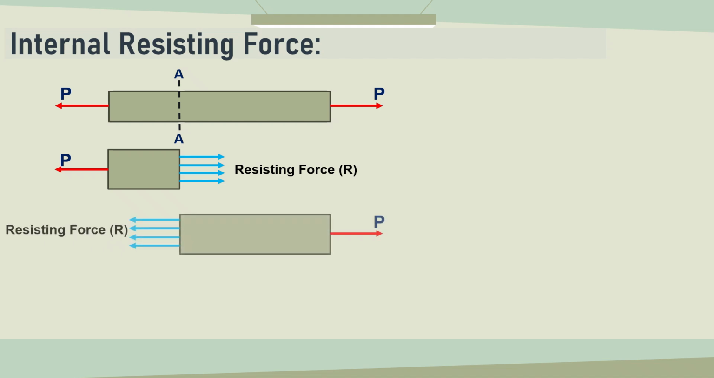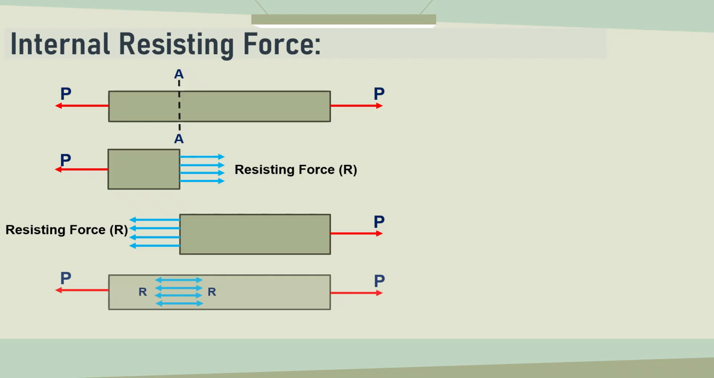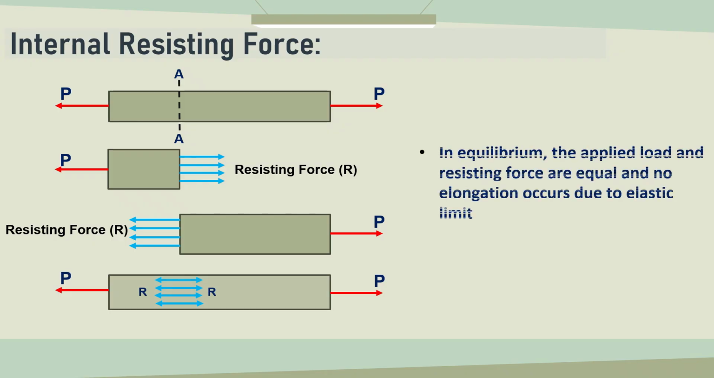Similarly, on the right-hand side also, the resisting forces will act in the opposite direction to the applied load. Hence, the body will remain in equilibrium, and no further elongation occurs. But note, this equilibrium will persist only till the elastic limit of the material.